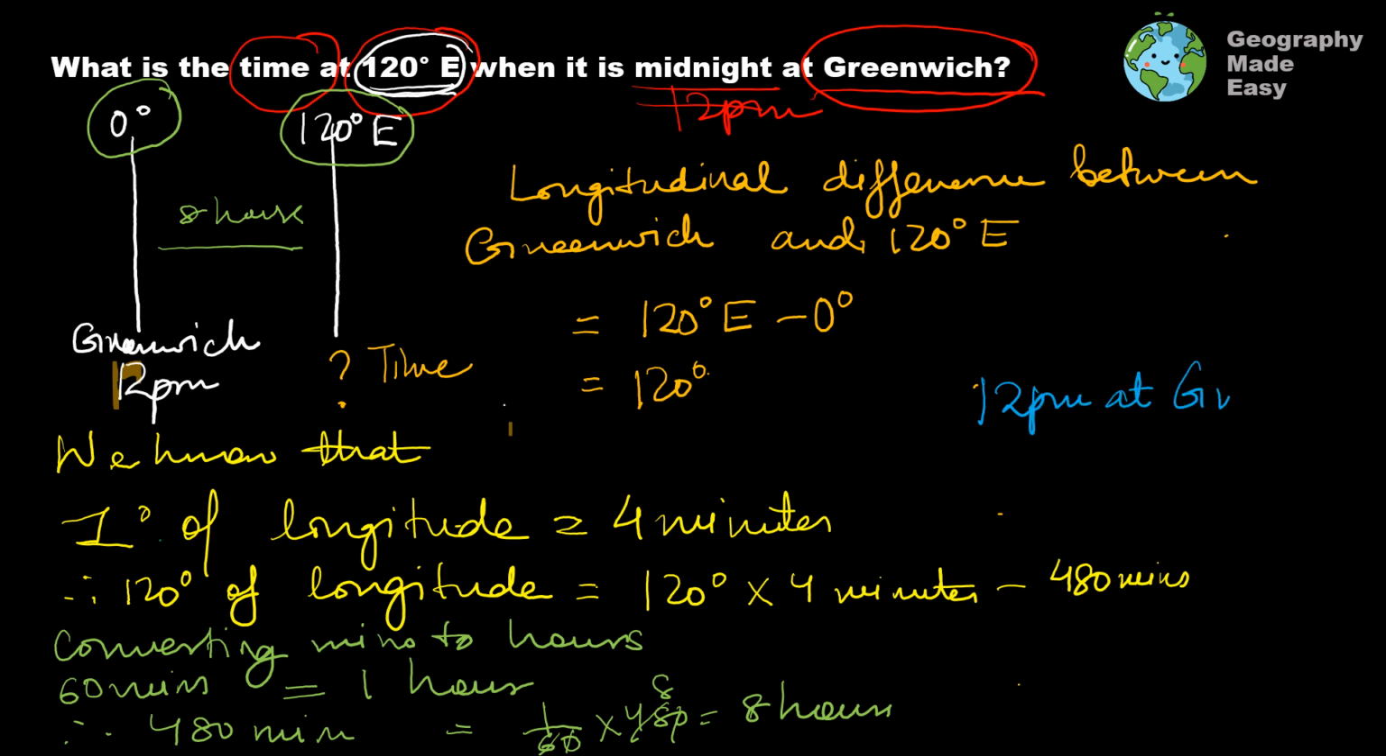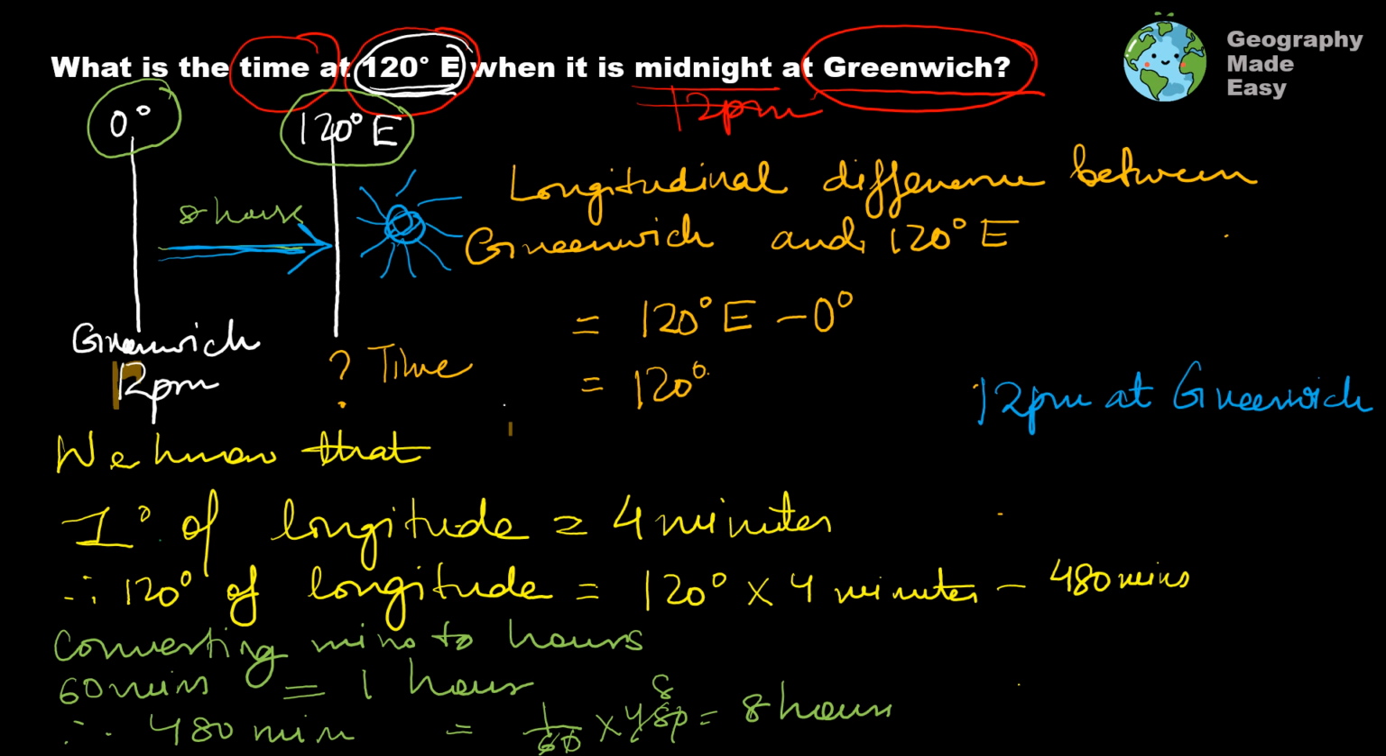At Greenwich, we know that we are moving towards the eastern hemisphere, and in the eastern hemisphere the sun rises first. So the first sun's rays fall on Japan in the eastern hemisphere. So this 120 degrees will receive sunrise before Greenwich, which is more to the west.